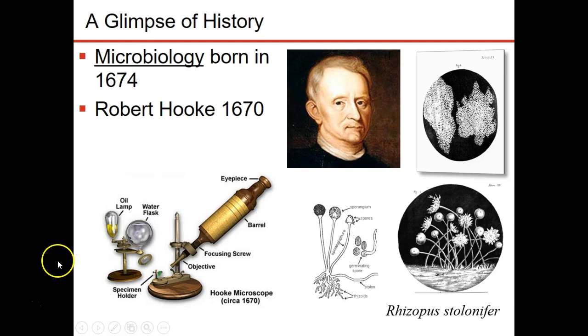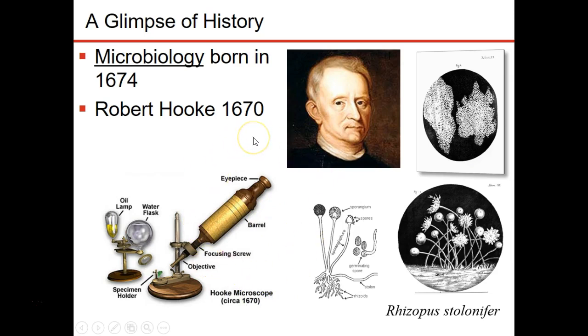So this is his microscope. It's not a very strong microscope. It can magnify tens of times compared to what we magnify at hundreds of times. But when he looked at cork, he was able to see these tiny little square structures that had space in the middle, and he called them cells.